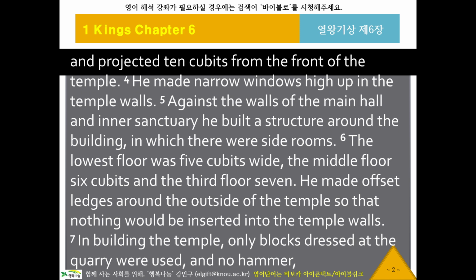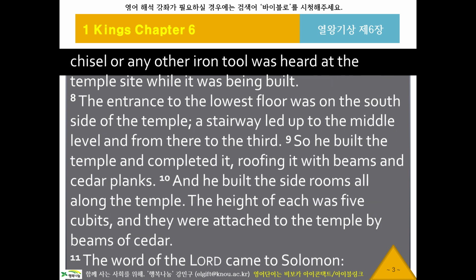In building the temple, only blocks dressed at the quarry were used, and no hammer, chisel, or any other iron tool was heard at the temple site while it was being built. The entrance to the lowest floor was on the south side of the temple. A stairway led up to the middle level and from there to the third.